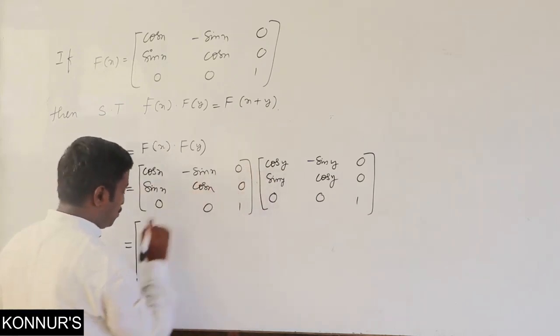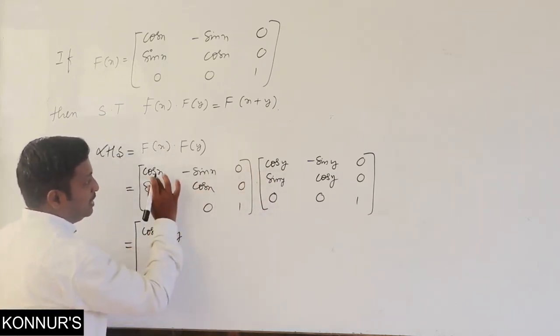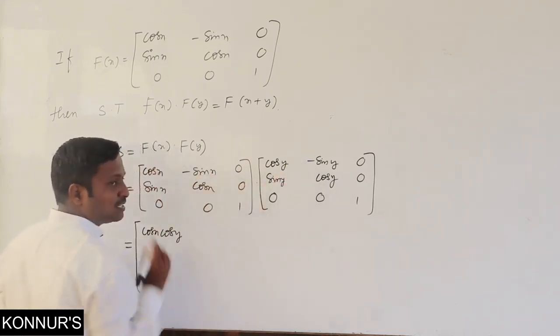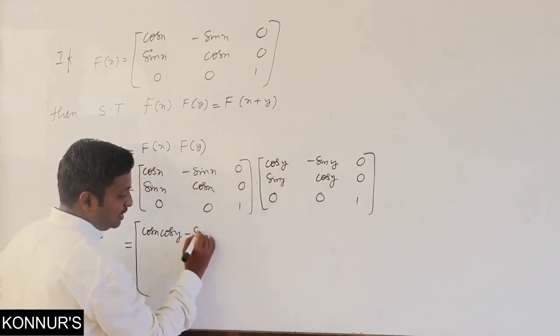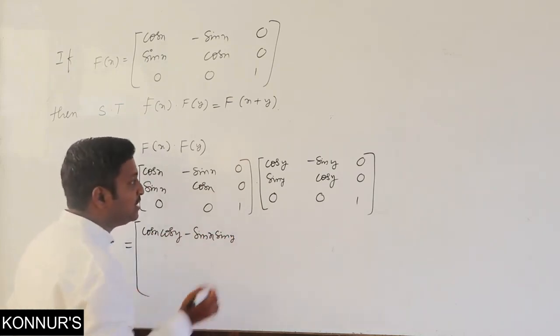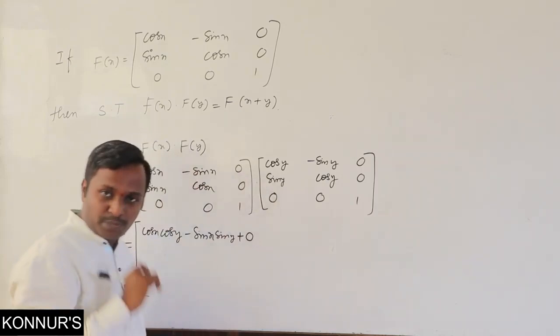Cos x into cos y. Next, minus sin x into sin y, minus sin x sin y. Correct? Next, 0 into 0 plus 0. First row, first column is this.